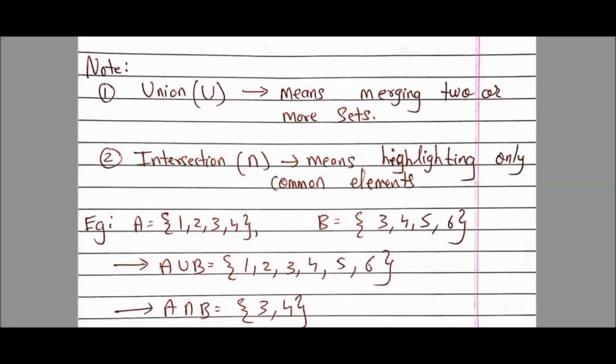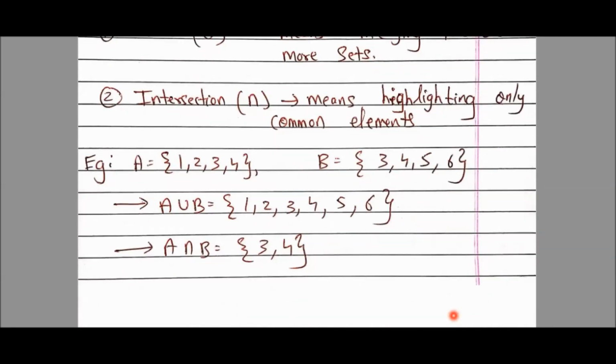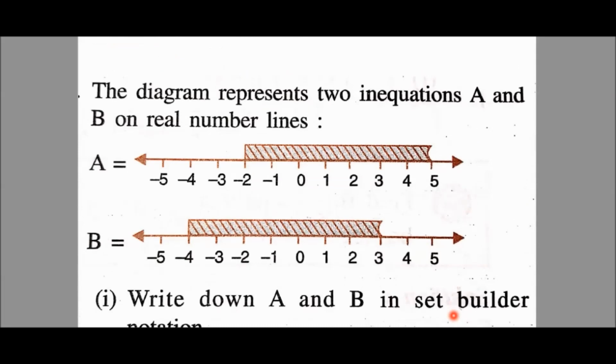Next, A intersection B. The symbol is for intersection. What does intersection mean? Common elements. Just search for the common elements between A and B. Yeah, it's pretty simple. 3, 4 is here, 3, 4 is here. So answer is 3, 4. This is A intersection B. Okay. Now comes here the question.